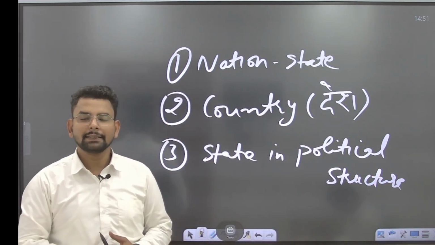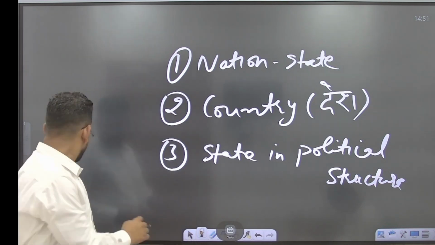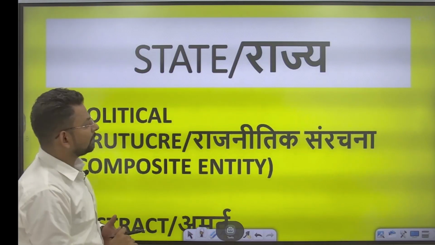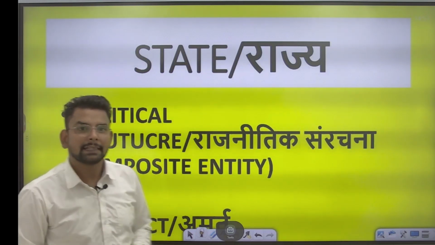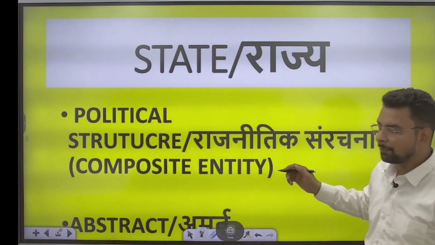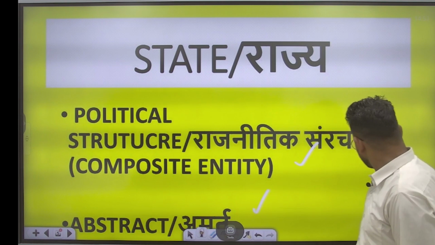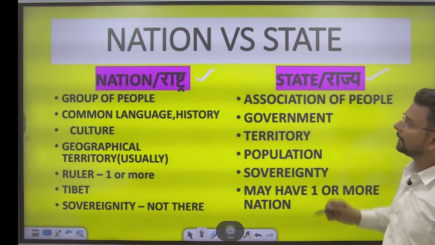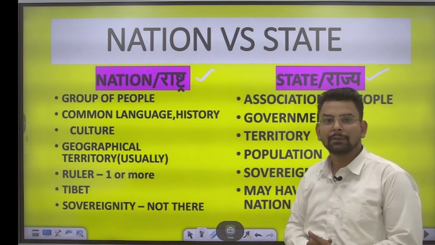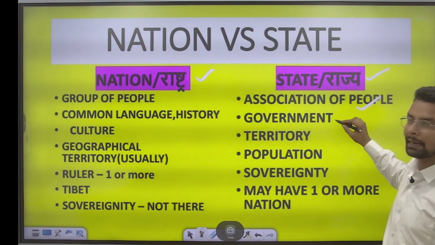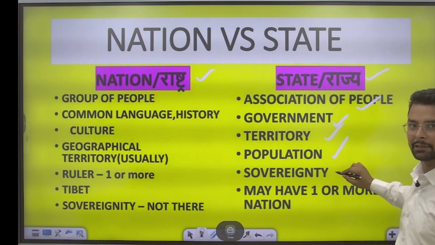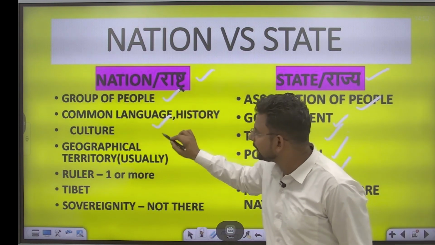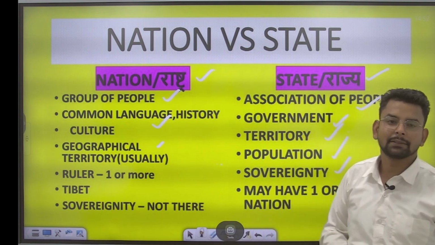Let's brush up the concepts that we have studied in our last lecture. We have studied the basic definition related to the state. State is a political entity, a composite entity which is abstract in nature. Thereafter, we have studied the basic difference between the nation and the state. The state was more related to political terminology. It was an association of people having government, territory, population, sovereignty. And here, nation was a group of people having a common language, culture, and usually a geographical territory.